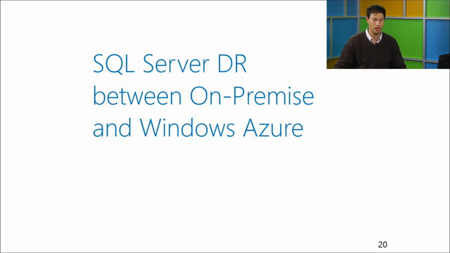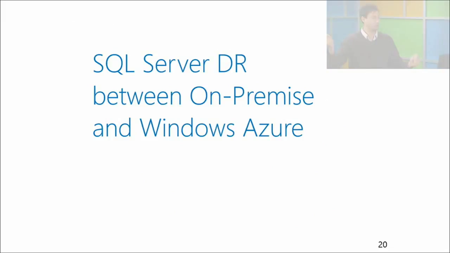I wanted to show how you can configure this tunnel that I mentioned before, on-premise and on the cloud, so that you can have this secure connectivity between the two. So let's talk about how you can achieve disaster recovery for your on-premise SQL Server in Windows Azure.